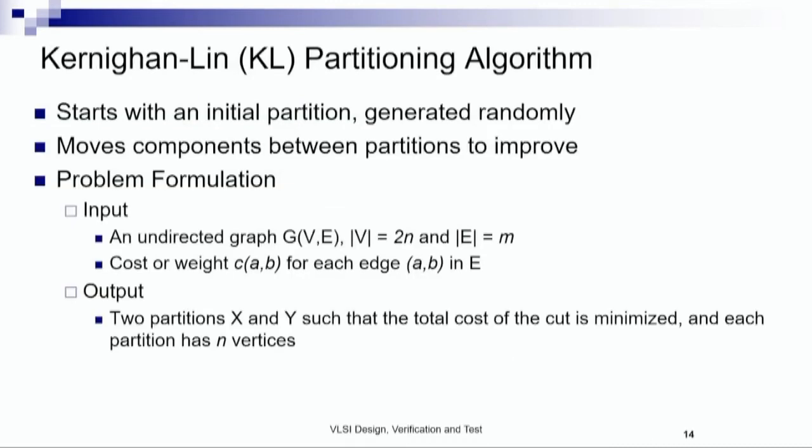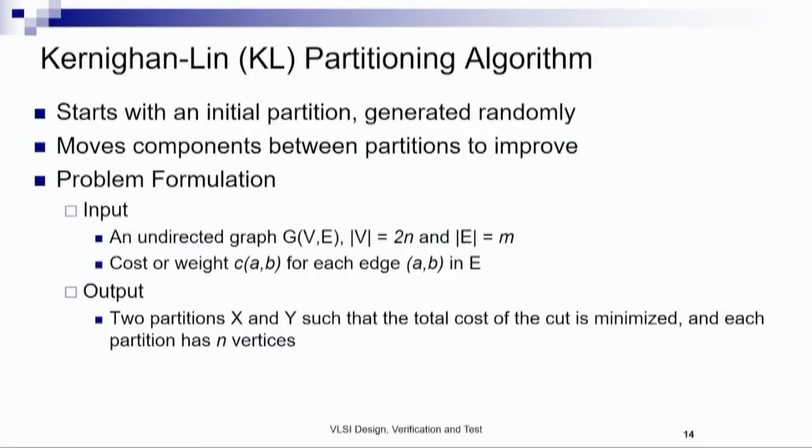So an important partitioning algorithm is the Kernighan and Lin algorithm. So how does the Kernighan and Lin algorithm work? It starts with an initial partition generated randomly, and it moves components between partitions to improve. So it is a group migration based algorithm, and it is an iterative improvement based algorithm. It iteratively improves over phases.